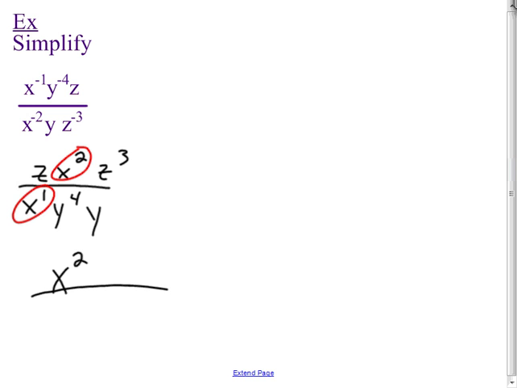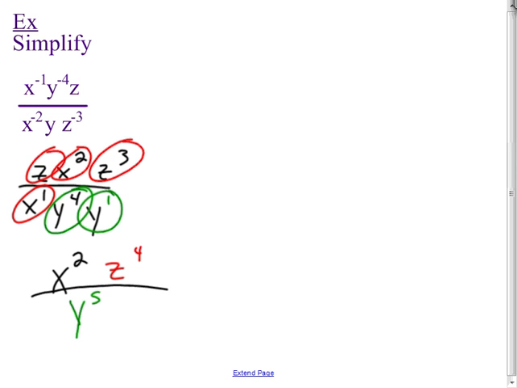Then I'm going to look for my y's. All my y's are in the bottom. There's one y here. Remember, y to no power is y to the first. And then I have 4 there, which gives me y to the 5th in the bottom. And then I look at my z's. I have 3 z's on the top and 1 z on the top. That gives me z to the 4th on the top. And that's as simplified as it can get.